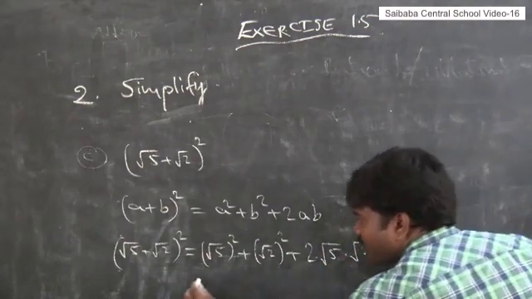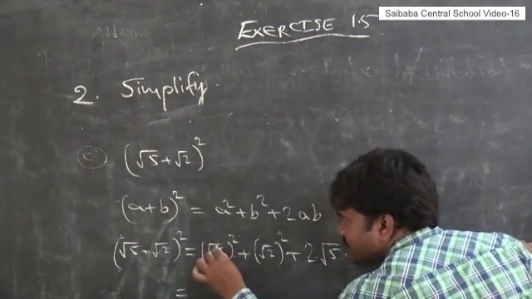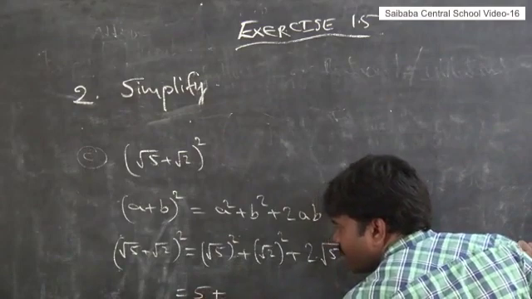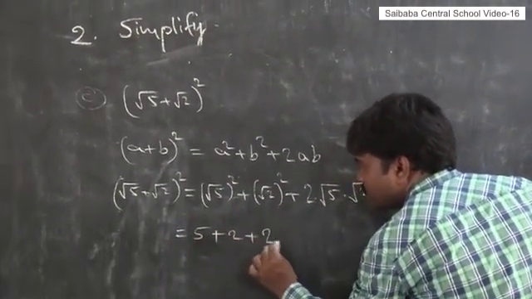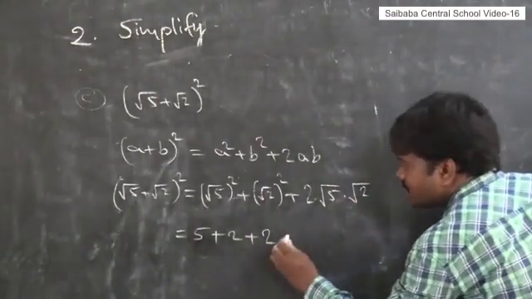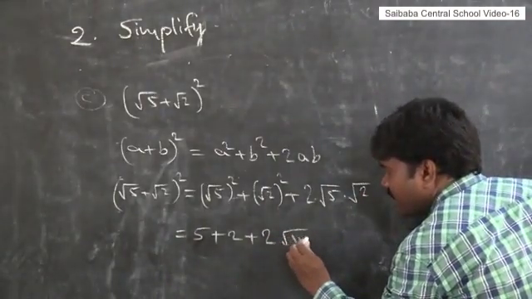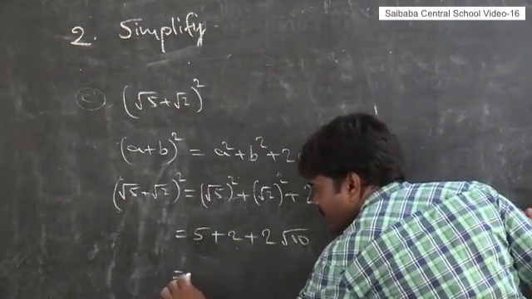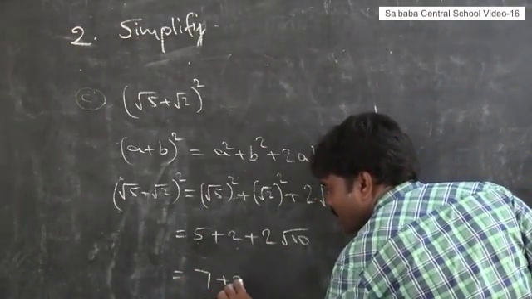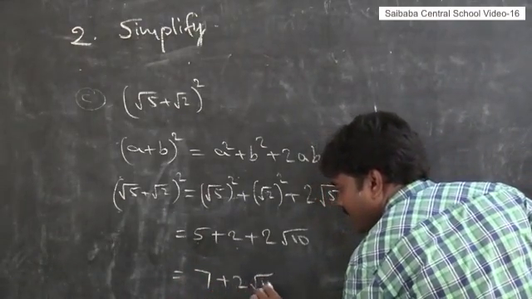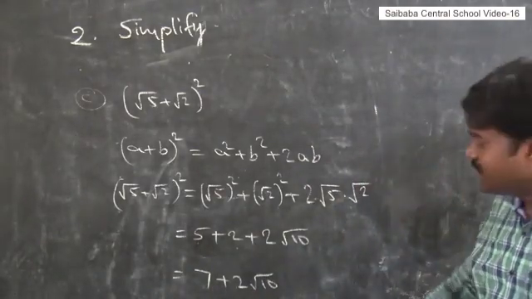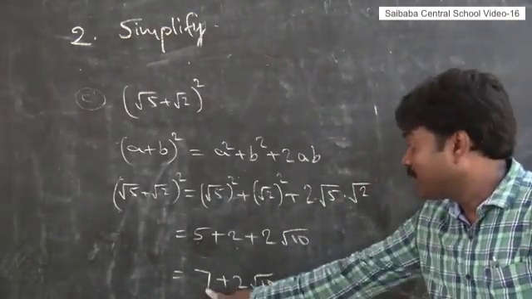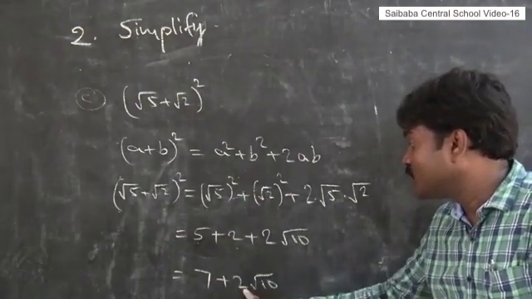Let us go for simplification. Square root cancel, 5 left, plus square root cancel, 2 left, plus 2 into root A into root B, in the sense root 10. 5 plus 2 is 7, plus 2 root 10. Is there any simplified answer, or is this the final answer? This is only the final answer: 7 plus 2 root 10.